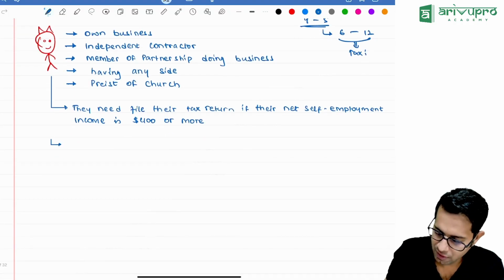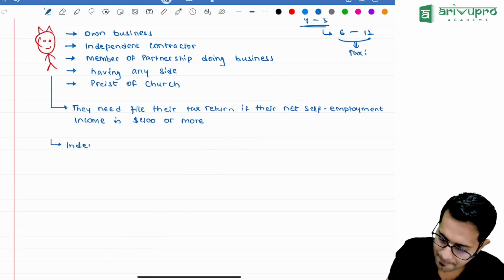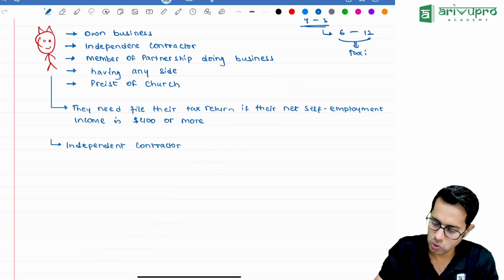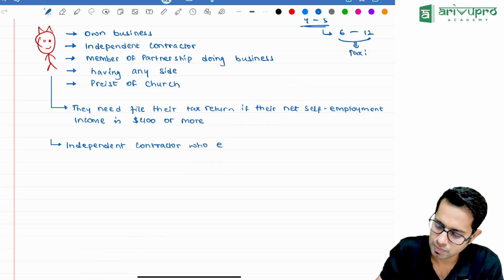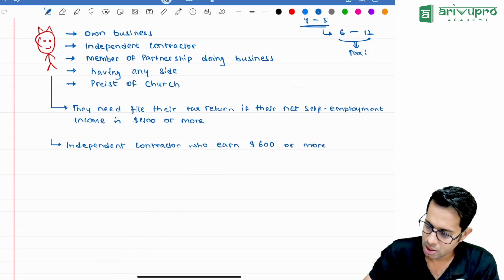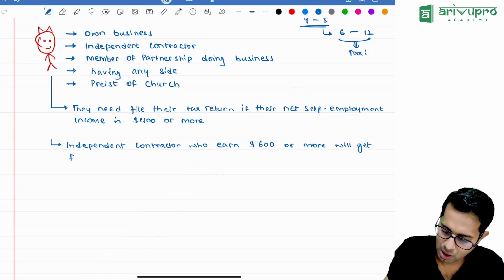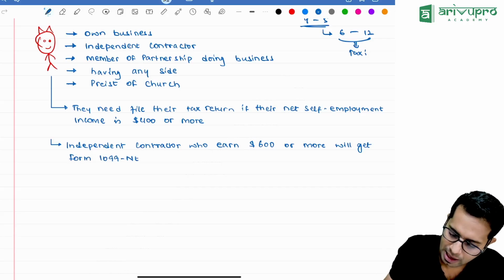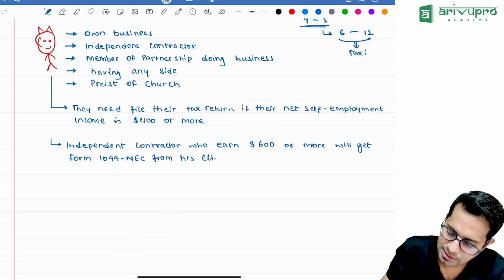So if you are an independent contractor who is earning $600 or more, you will get form 1099 NEC from your client. Why is this important?